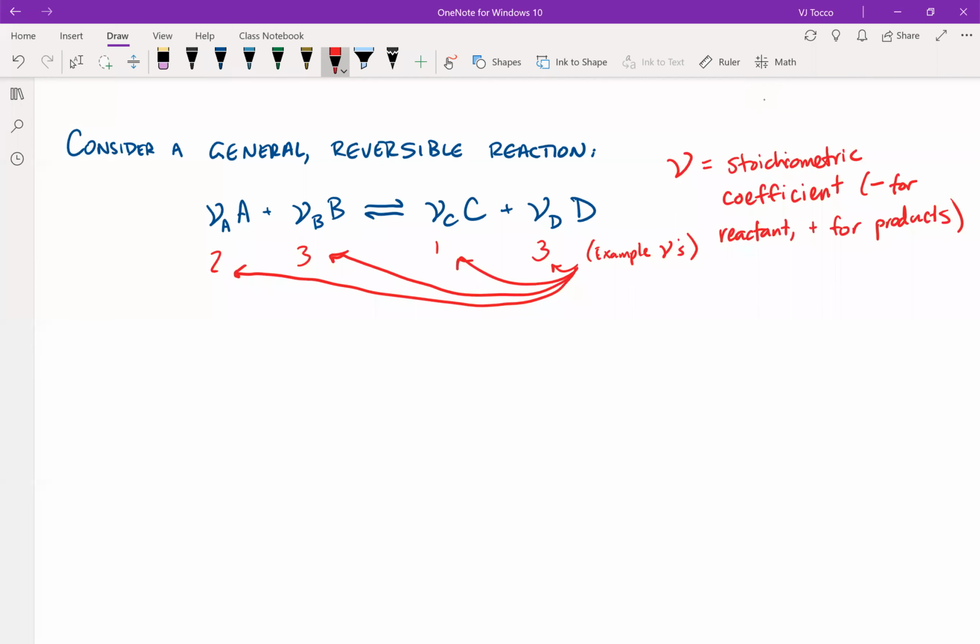So as a result that you may be familiar with, you would need to know what the equilibrium constant is, K of T.